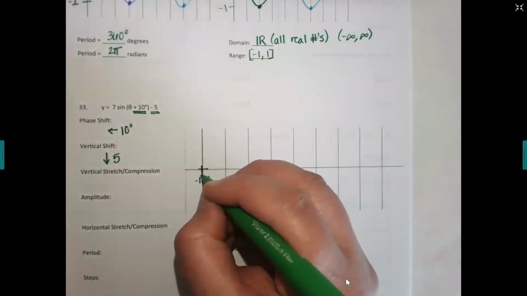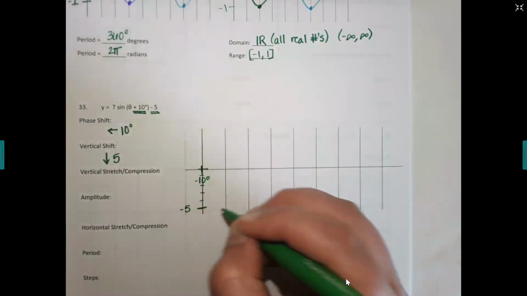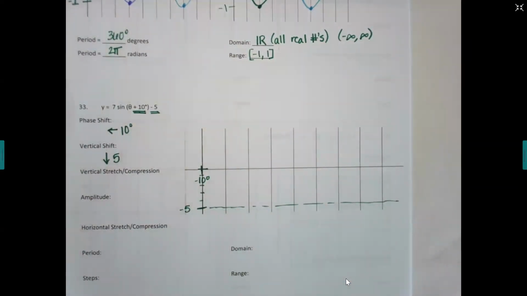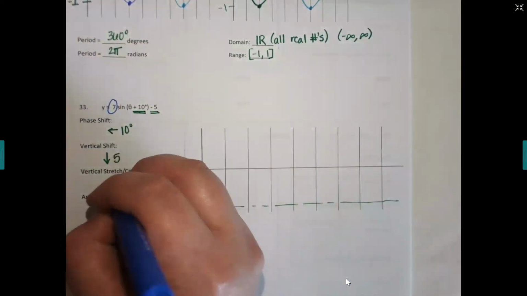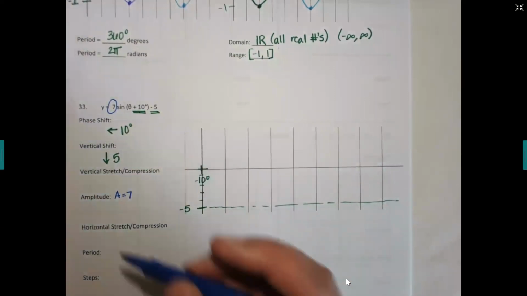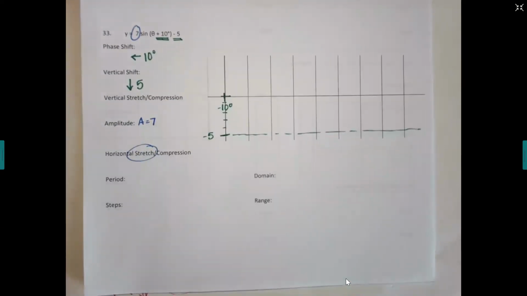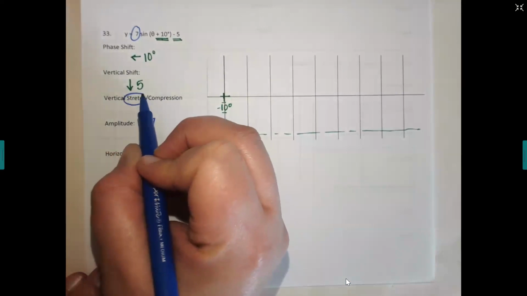So if this is 0, I'll go 1, 2, 3, 4, 5. We'll say 5 is right here. And then remember, that's my new center line for my wave. I'm going down because of the negative. Then from there, the number in the front tells you how tall the wave is. That's called the amplitude. So in this case, my amplitude is 7. That is a stretch because your standard wave is 1. So if 7 is bigger than 1, then remember that's a stretch. And then actually, oops, I circled in the wrong place. I should have circled here.